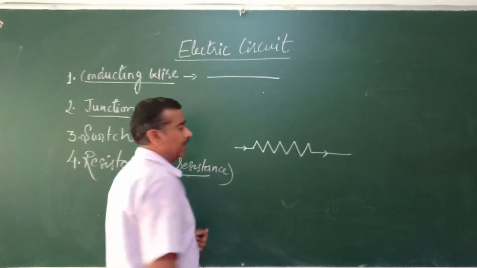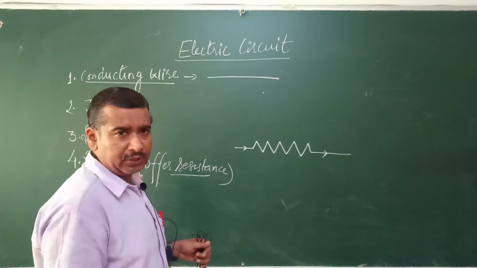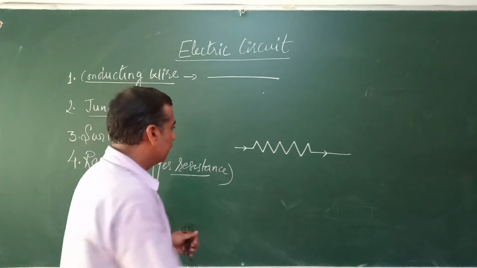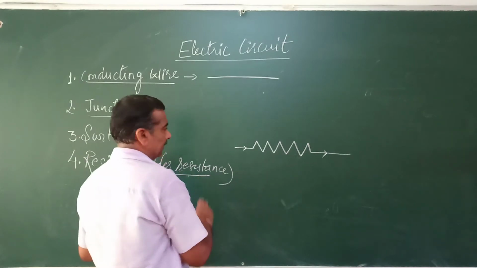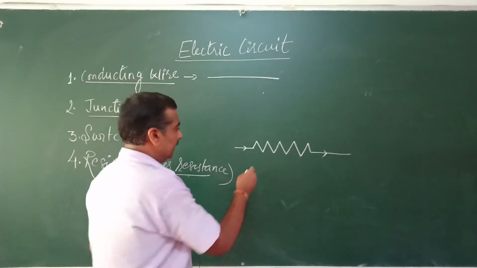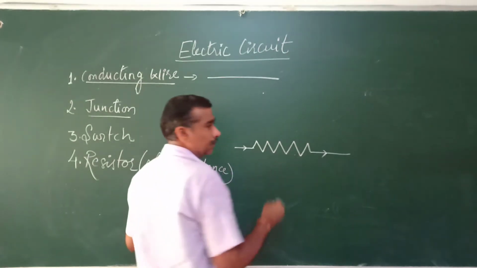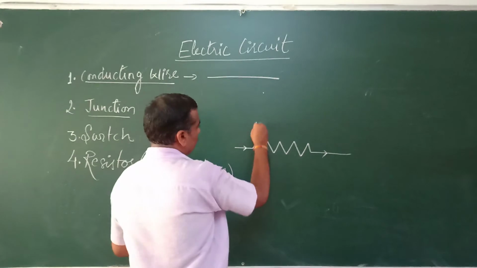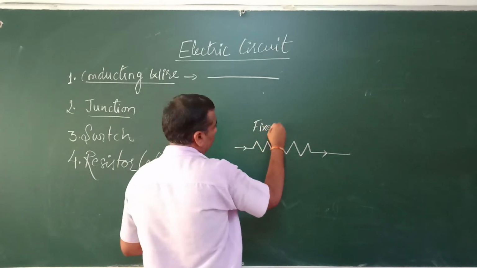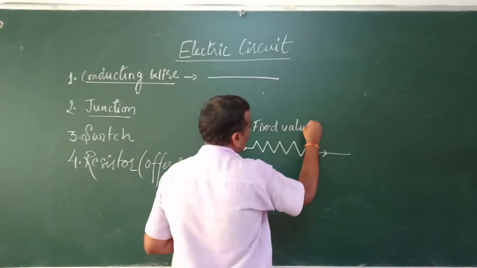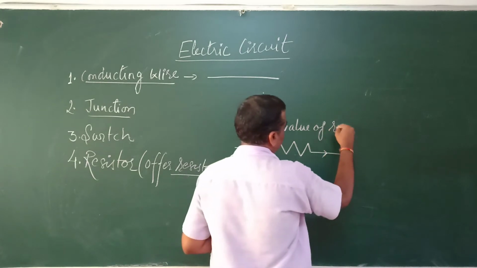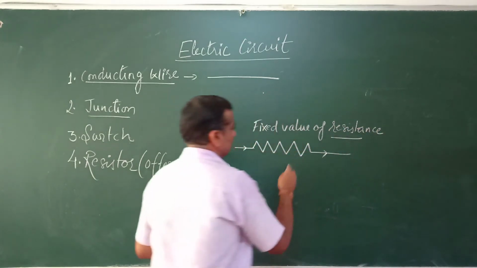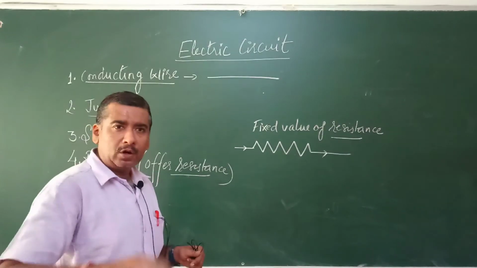It basically offers hindrance or opposition or obstruction to the flow of electric charges, right? So this is a resistor. Now these resistors basically have a constant, a fixed value of resistance, which cannot be altered.